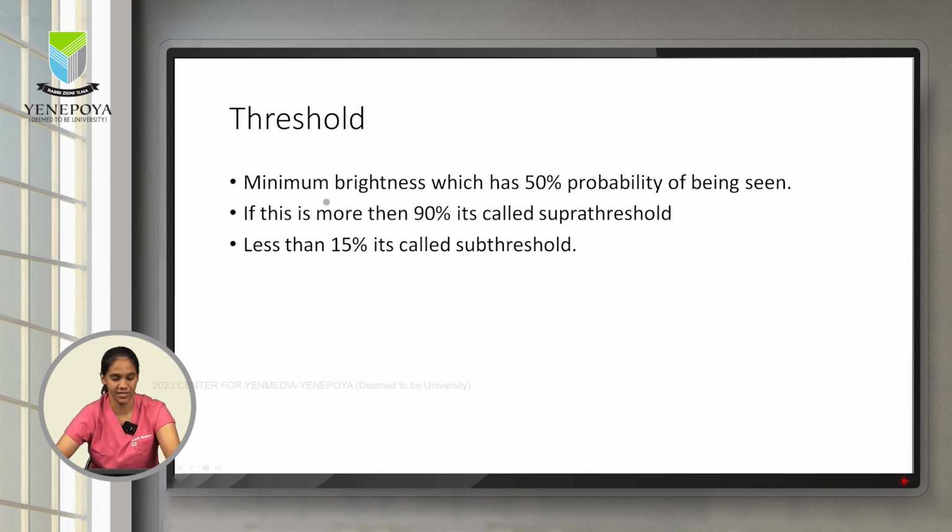What that means is, you present a stimulus to a patient, say at 1000 ASB. You present it 100 times, and if the patient is able to recognize that stimulus 50 times, then that is called the threshold. If a patient is able to recognize it more than 90% of the time, then it is called supra-threshold, and if it is less than 15% of the time, it is called sub-threshold.